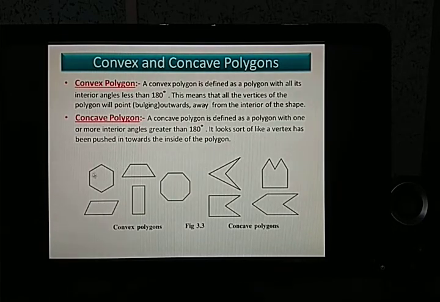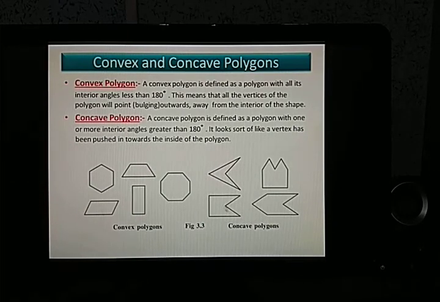These angles. You can see these are pushed outwards. All its interior angles are less than 180 degree. This angle, if we consider, it will be less than 180. All the interior angles will be less than 180. And all have been pushed outwards from the interior of the shape. This is the interior of the shape, this is the exterior. And all the angles are pushed outwards. You can see pointed outwards. So whenever such a condition arises in a polygon, we can say it is a convex polygon.